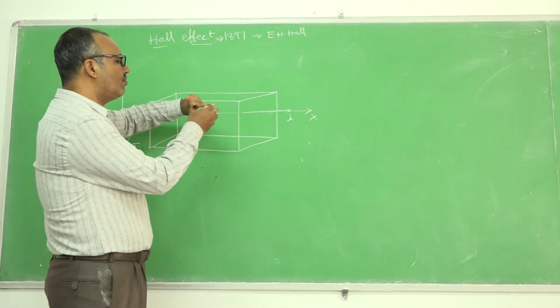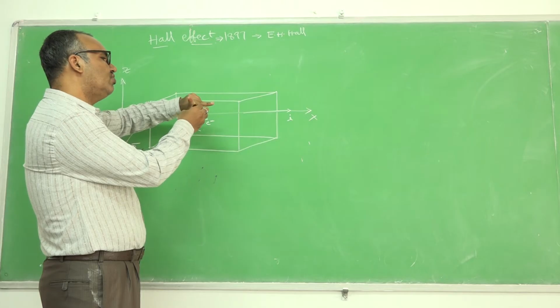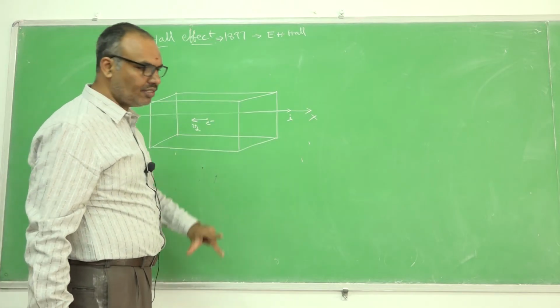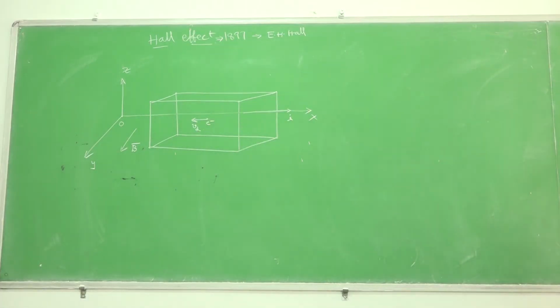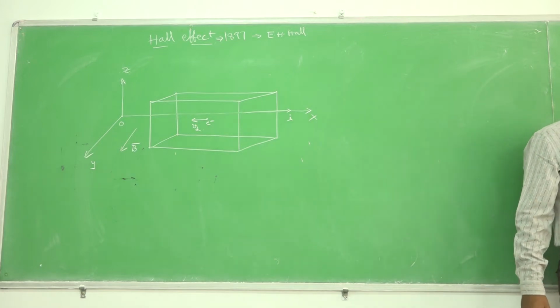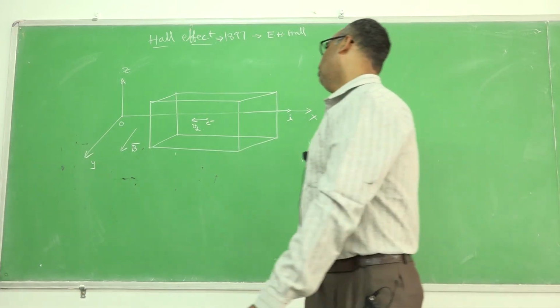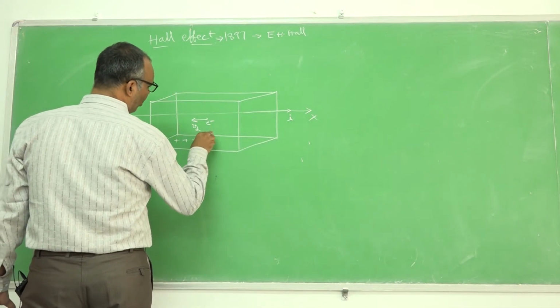This is the direction of conventional current. Conventional current means the direction in which positive charges are moving. So these positive charges will experience a force in the downward direction.